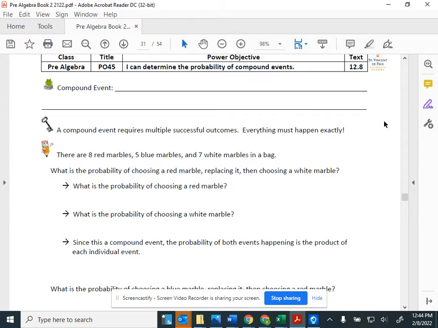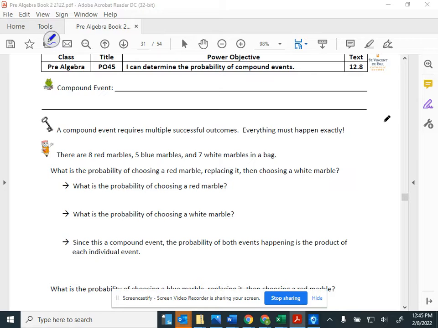Today we are doing PO45. I can determine the probability of compound events. They do talk about compound events in our Khan Academy. So a lot of us have been doing the compound events. It's really nothing scary. It's stuff that we've already been doing. So don't be scared by it. And if you have not finished your Khan Academy, this will help you finish the Khan Academy.